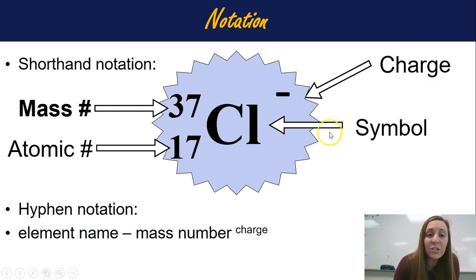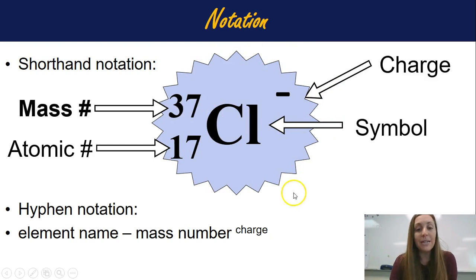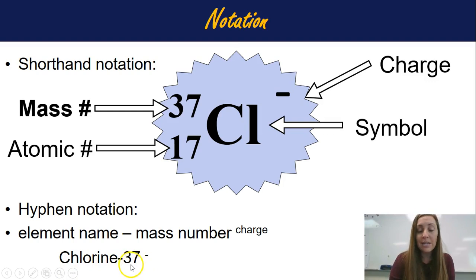So if we were to take this shorthand notation and bring it down and write it in hyphen notation, the first thing you write is the element name. Cl is chlorine. The mass number is this top number, 37. And do we have a charge? We do, -1. So you put a negative. So this would be chlorine-37 with a negative charge. The most important part of this is this 37 tells you the isotope, right? The mass number is going to be your way to figure out the number of neutrons. So you have to say which isotope of chlorine you have.